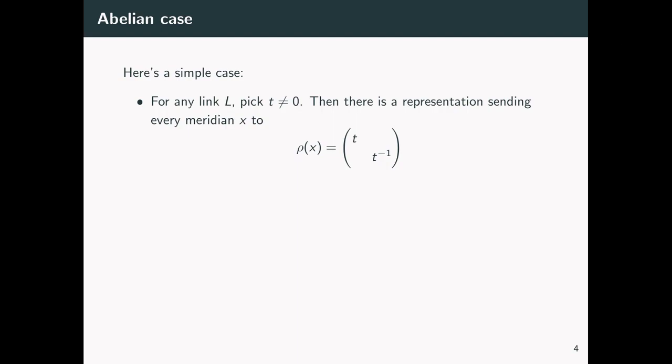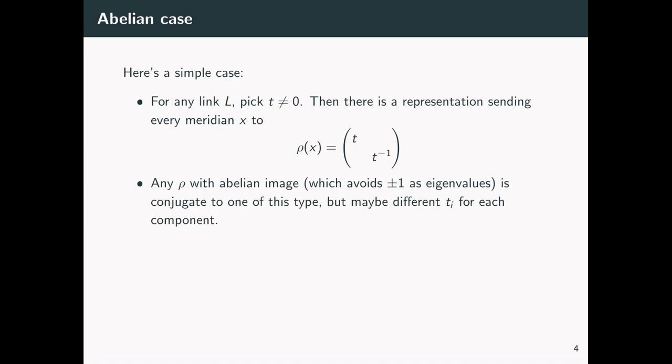All right. So let's talk about what this means in the simplest case. In general, we really care about this for representations with non-abelian image, but let's talk about abelian ones first. Especially because it's really obvious how to construct these representations. For any link, just pick some complex number T that isn't 0. And there's a representation sending every meridian of the link to the matrix diag(T, T inverse), so basically a diagonal matrix in SL2C.